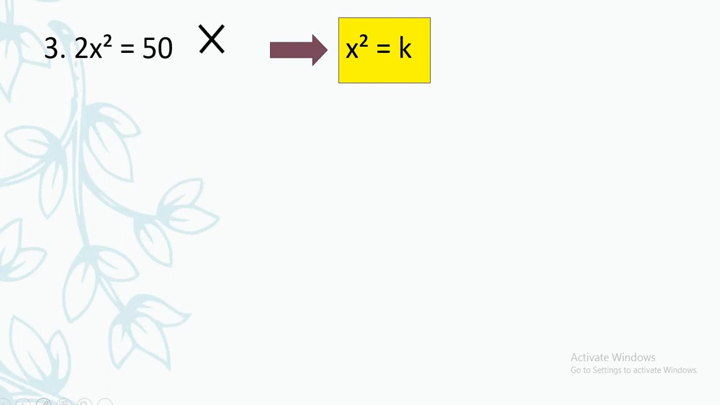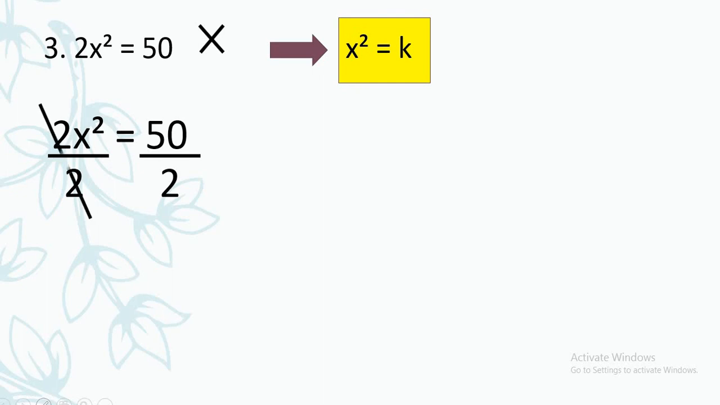Ngayon, ano ang gagawin natin? What method? We will use the division property of equality. Kung ano ang nakikita yung value ni A, dito sa ating example, ang value ni A is 2. We will put that in our denominator both sides. So, lagyan natin ng denominator na 2. Bakit 2? Kasi yun yung value ni A. Okay? Para bakit? To cancel it out. Para wala nang kasama si x squared. Okay? So, we have here x squared is equal to 25 because 50 over 2 is 25.